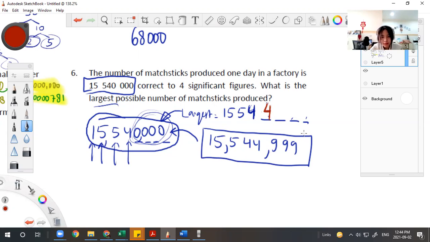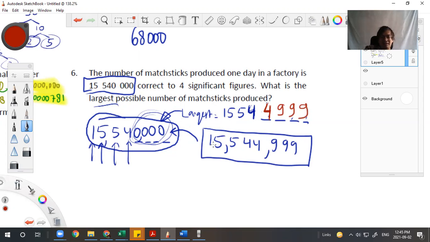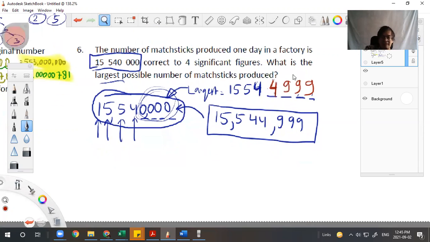Okay, so if it's the largest, then you should put 4 and 4. You cannot change 4 into 3. Then 999, that's right. Why 9? Because it's the largest. Again, if you want to find the smallest possible number, smallest.